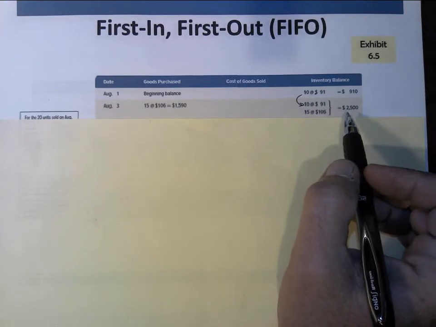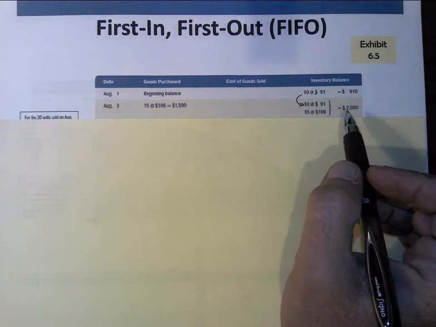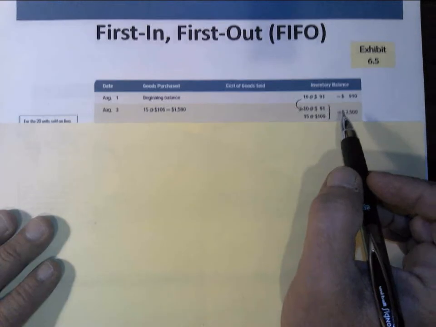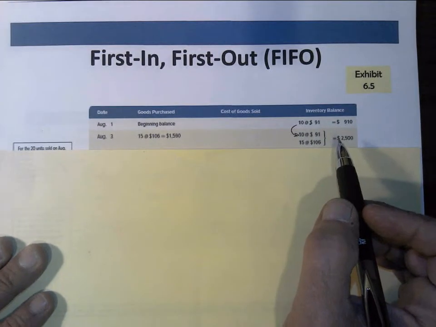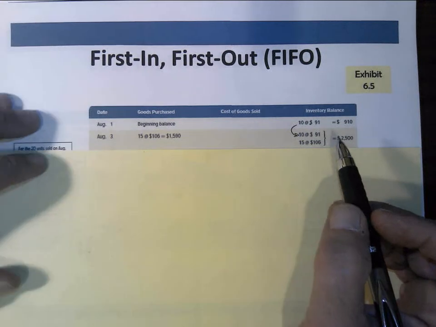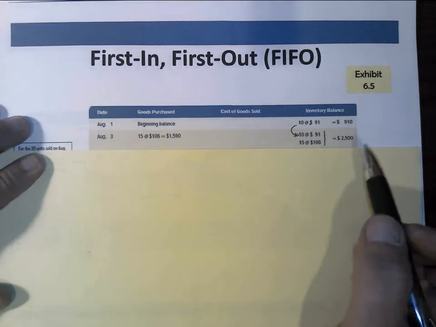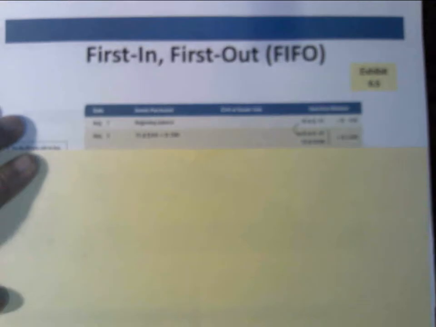But we have to keep track of these layers, right? Because we're selling things first in, first out. First in, first out, right? So that's what it looks like at the end of August 3rd.